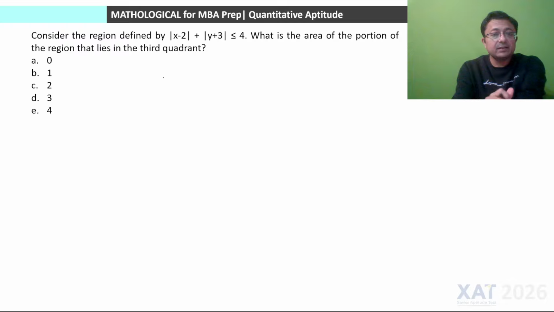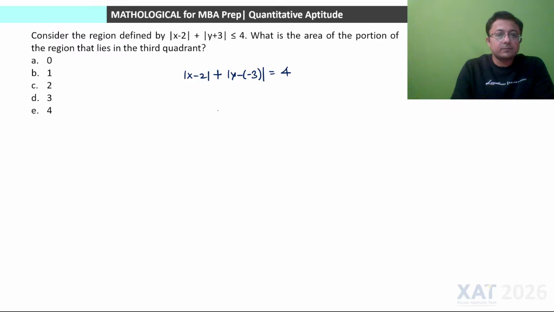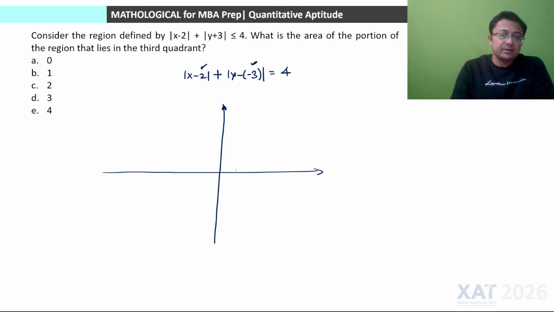In our case, the equation is mod of x minus 2 plus mod of y plus 3, that is, the distance of y from minus 3, mod of y minus minus 3, is equal to 4. So we need to find the graph for this given function. So the center: distance of x from 2, distance of y from minus 3. So x is equal to 2, y is equal to minus 3. The point will be somewhere here. So the distance should be equal to 4.